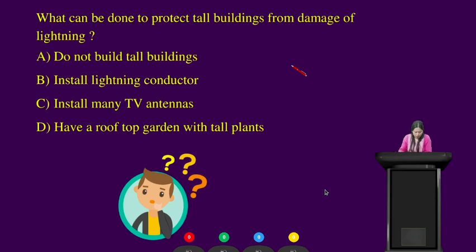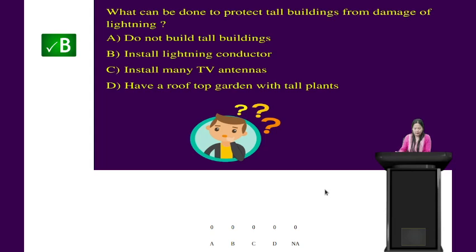Alright, students, your time is up. Let us see. Do not build tall buildings. No, right? This is wrong. We cannot protect it. Installing lightning conductor. Yes. Install many TV antennas. No. Have a rooftop garden with tall plants. No. So the correct answer for this question is option B, that is installing lightning conductor.